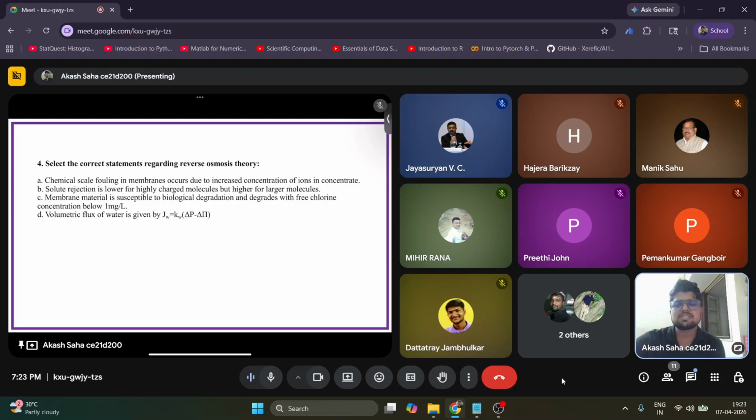Then volumetric flux. As you know, flux will always be directly proportional to the pressure applied, be it the osmotic pressure or the external pressure applied. That's why Jw is equal to the change in pressure, where delta P is the transmembrane pressure here.